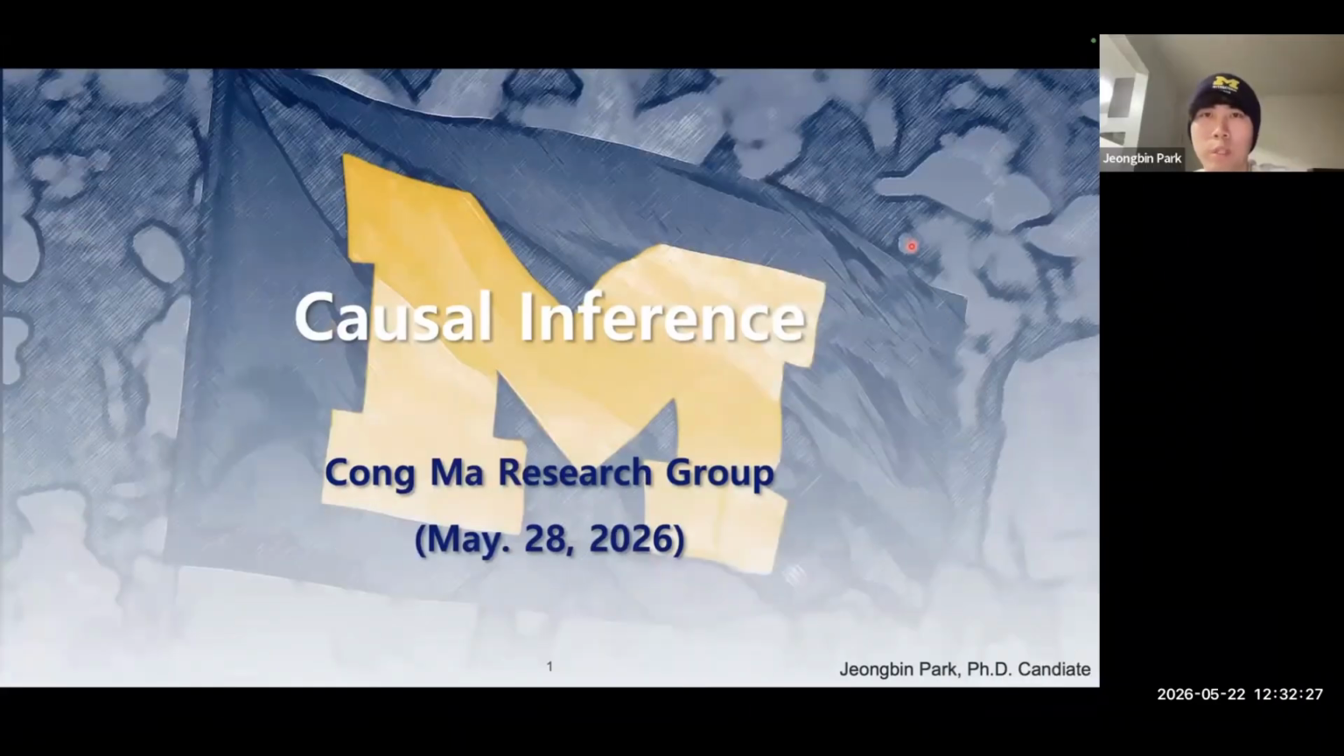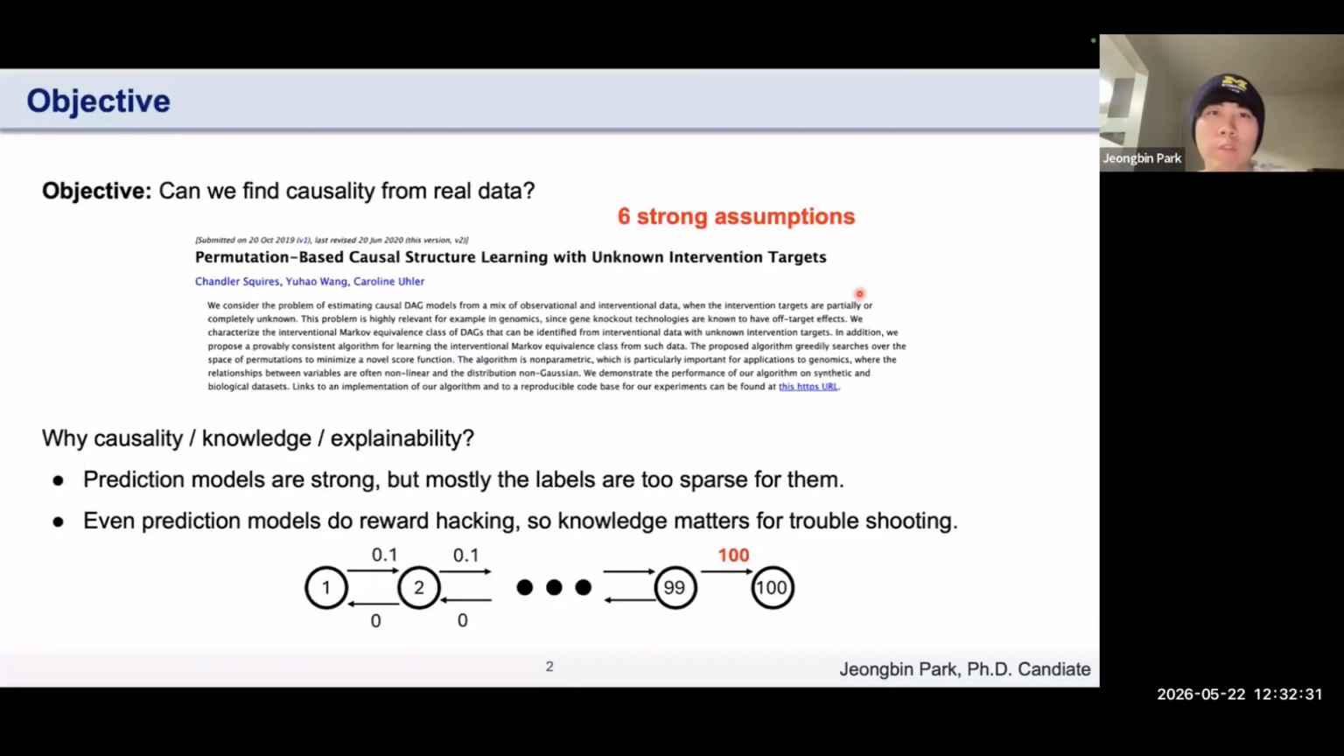Hello everyone. Today I'm going to talk about causal inference. Can you find causality from real data? I was asked this question when I prepared for a PhD program at ETH Zurich in 2023. They wanted to say it's not possible for bioinformatics data, so they justified the development of experimental techniques to reveal the causal information.